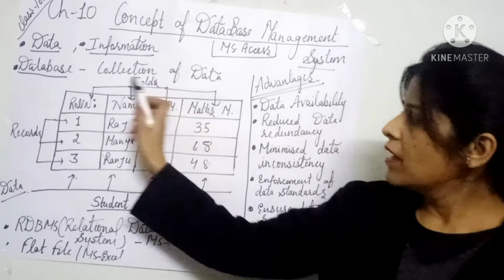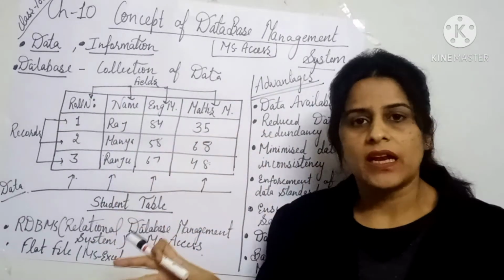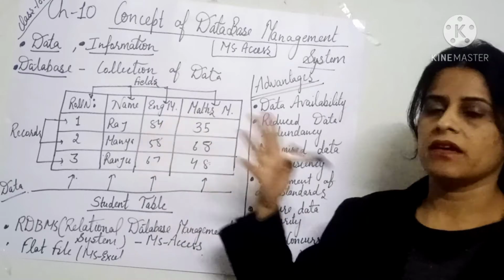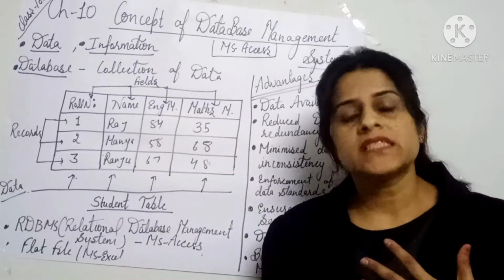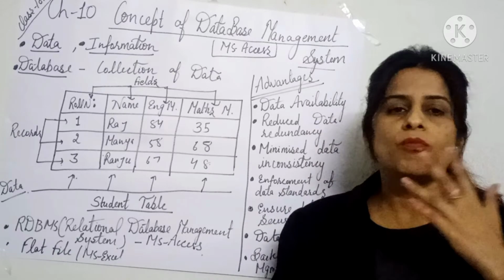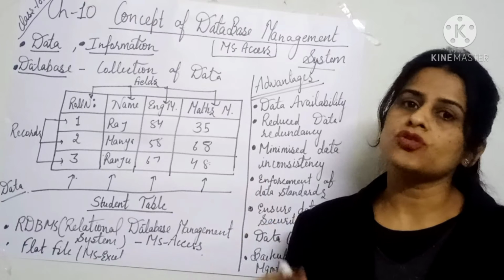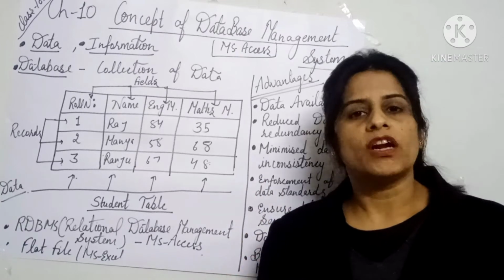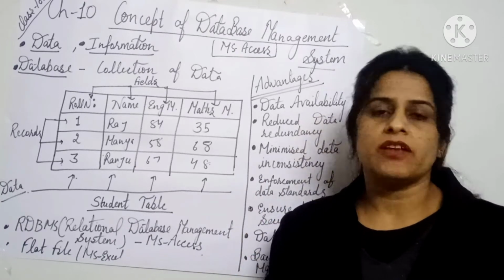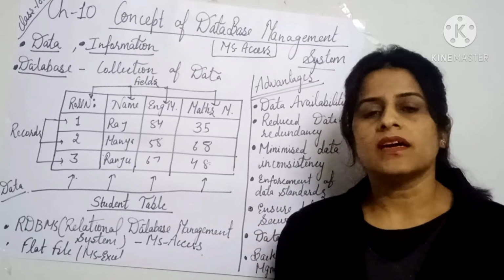For example, we have made this table. In MS Access, to store our data, we create a table. Now what is a database? Database is a collection of the data. For example, in your mobile, your contact list is a database. In the contact list, you can store a lot of contacts. And when you store all the information in one file, in one folder, that is known as the database.